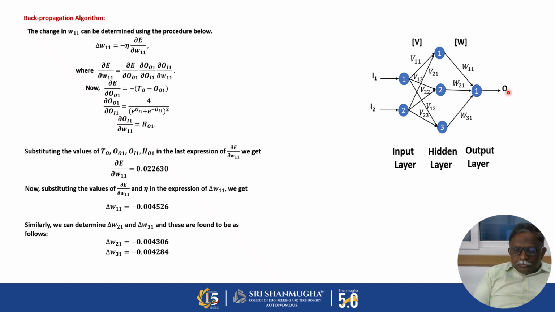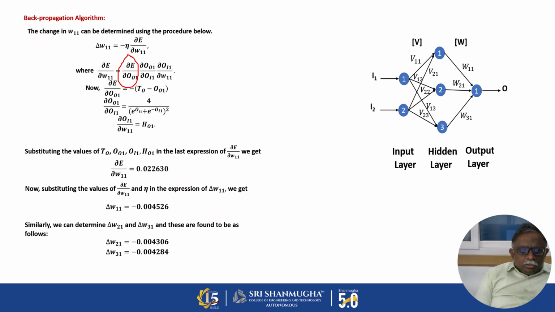This is our error, and with respect to it we have to update the weight W11. How can we do this? It is dou E divided by dou O1, dou O1 divided by dou I1, and dou I1 divided by dou W11. This comes from the chain rule. The first part of this is this one. How can we calculate this? We can calculate it based on the earlier expressions.